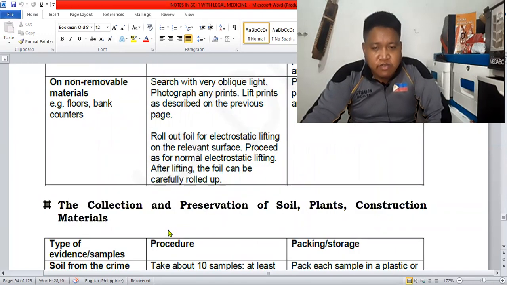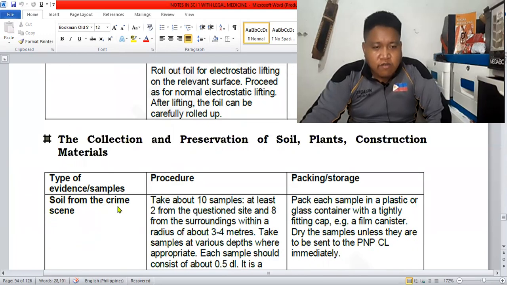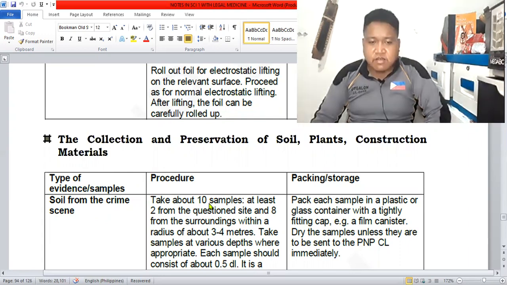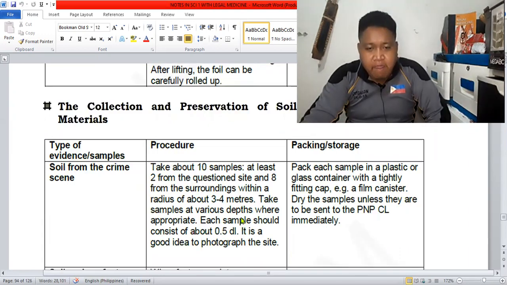Collection and preservation of soil, plant, construction materials. Soil from the crime scene, take about 10 samples, at least 2 from the questioned site and 8 from the surroundings within a radius of about 3 to 4 meters. Take samples at various depths where appropriate. Each sample should consist of 0.05 dl. It is a good idea to photograph the site.